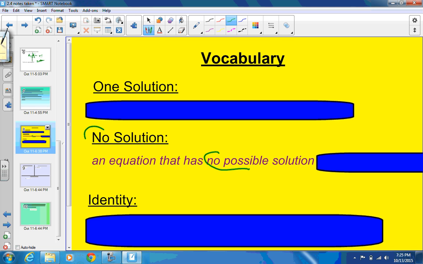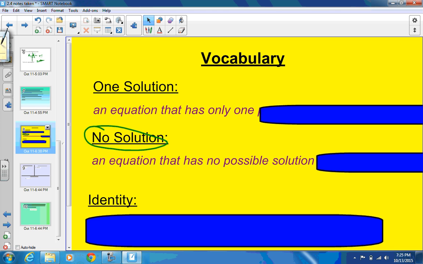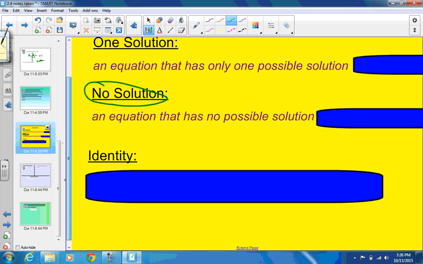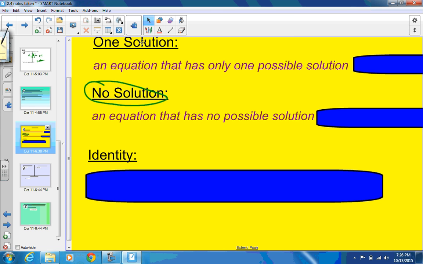Okay. Now the one that we've been dealing with most often is when there's one solution. So an equation that has only one possible solution. That's what we've been dealing with so far, and we've been coming up with just an answer for x. So when we have something like x equals 4, that's what we solve for, and it works out, and that would be one solution.